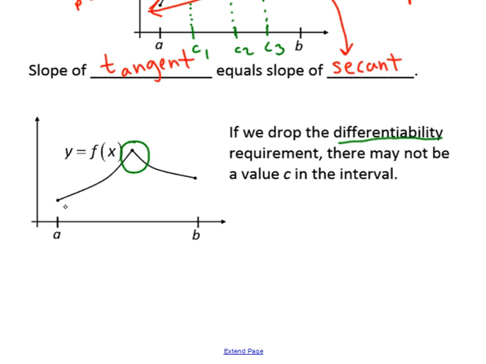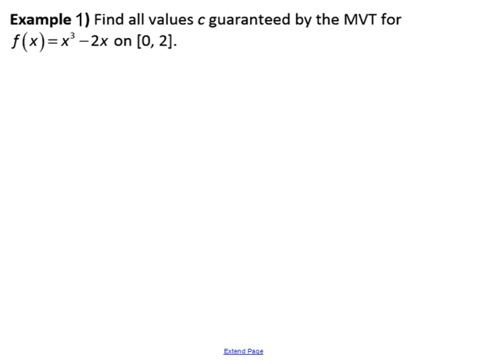If I were to find the average rate of change here, or the slope between the 2 points, is there any place in here that has that same slope? Well, no, it doesn't. Some people try to make this right here the same slope, but this has undefined slope. So there's no place within this interval at which the slope of the secant is the same as the slope of the tangent. So the mean value theorem fails because we did not guarantee differentiability.